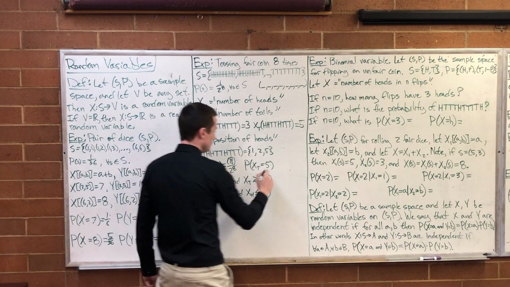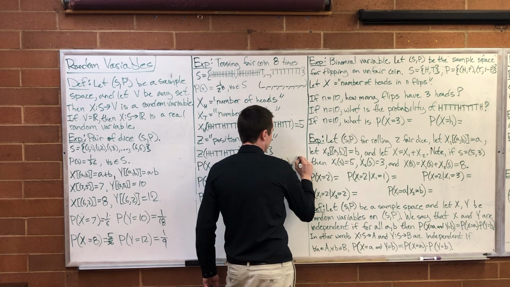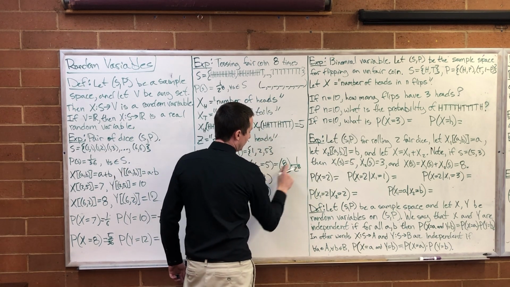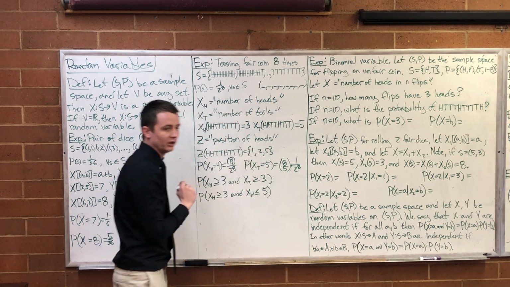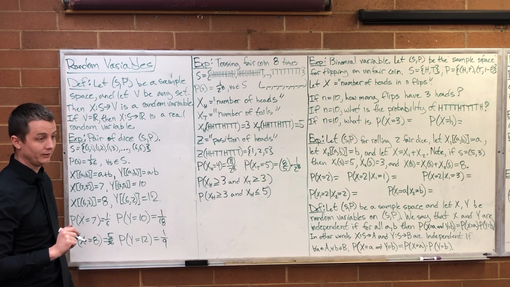8 choose 5 over 2 to the 8. Yeah, 8 choose 5 times 1 over 2 to the 8. There's another way that we can do it: the number of ways I get it times the probability of each one of those ways. Does that make sense? Are we getting confused by anything?